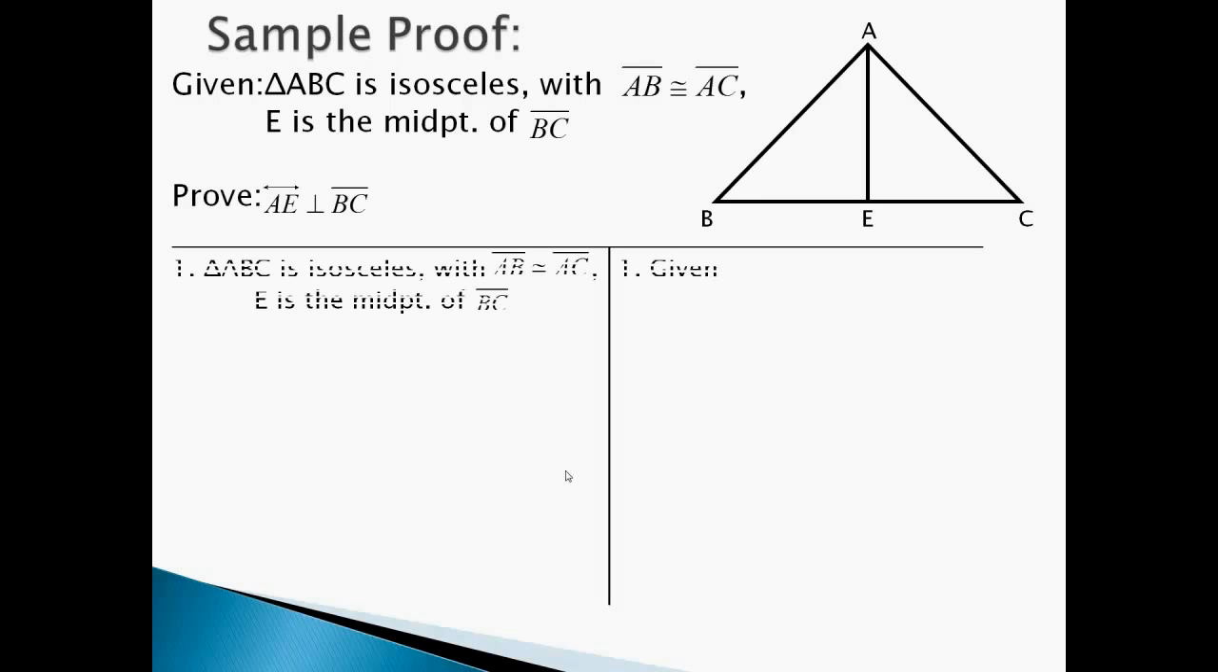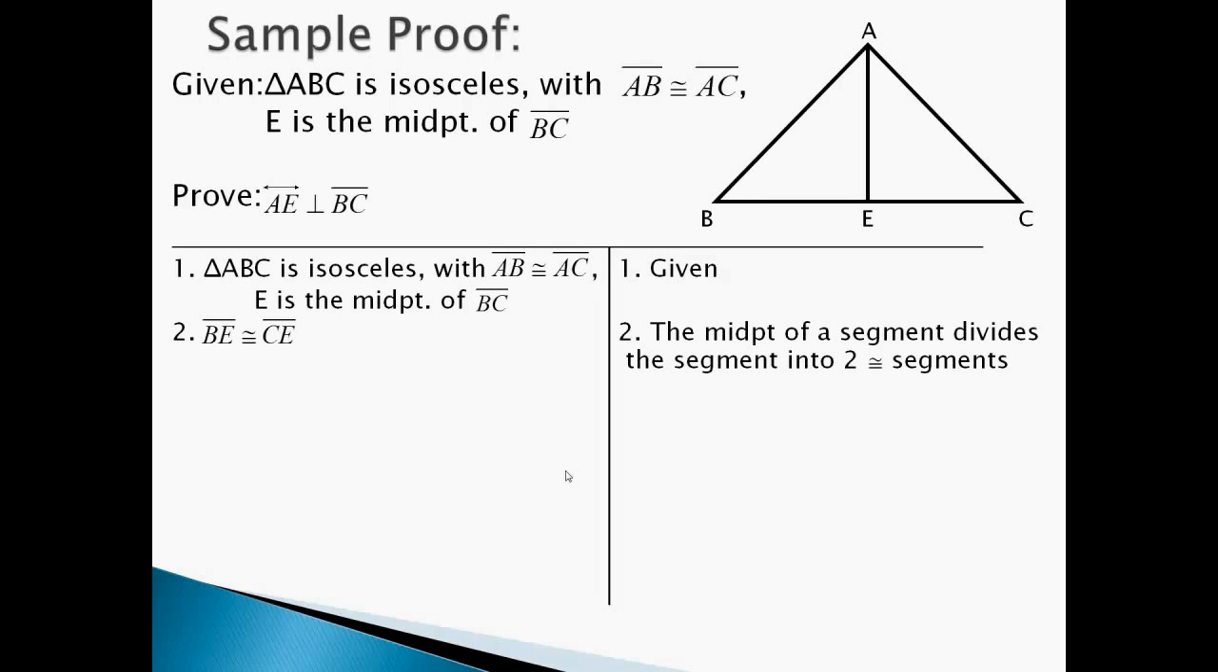All right, now what we would do is, of course, start with our givens, and then we could say that BE is congruent to CE by the definition of the midpoint, which states that the midpoint of a segment divides the segment into 2 congruent segments. And then we would go on to say angle B is congruent to angle C, because if 2 sides are congruent, then their opposing angles are congruent, or just my little diagram that I love to draw for whatever reason.